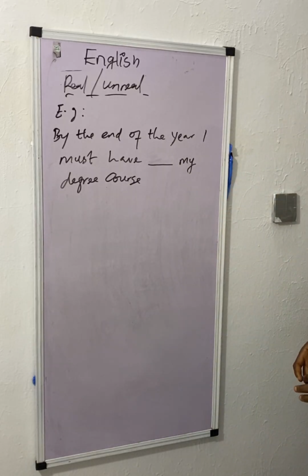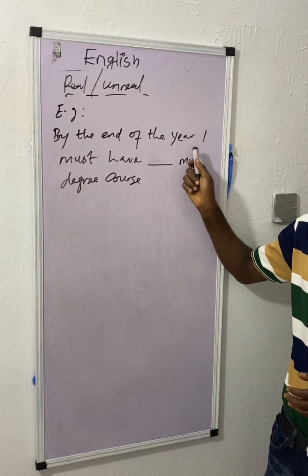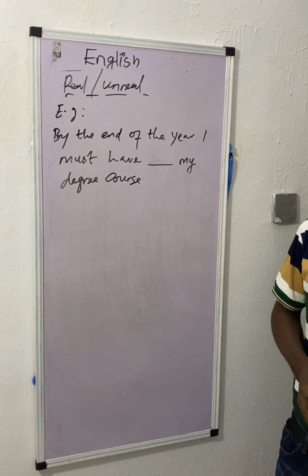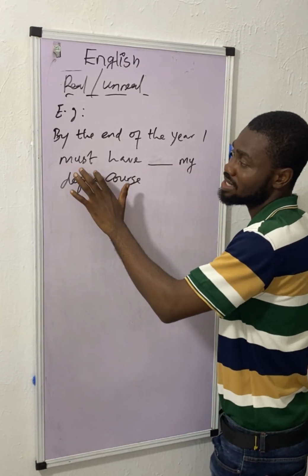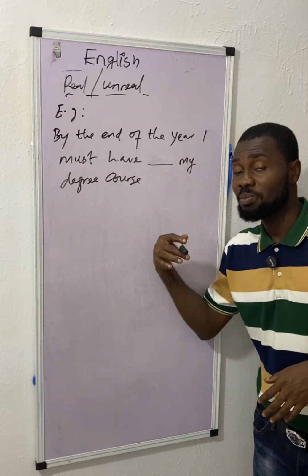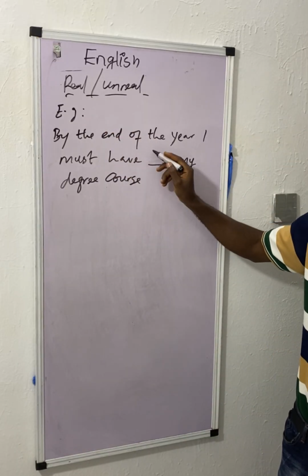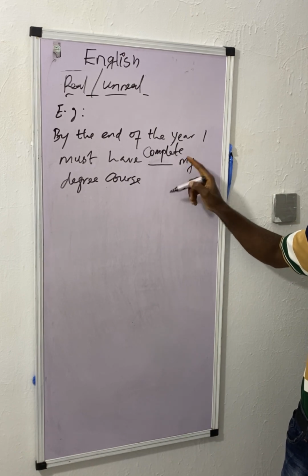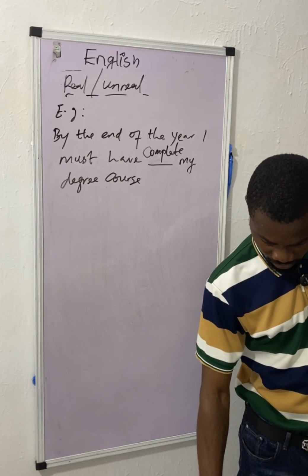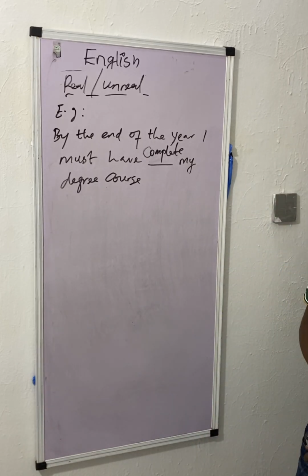So what does this mean? Is this real? Is this likely going to be a reality? By the end of the year, I must have dash my degree course. This is likely going to be a reality because this person is sure. The person is even using "must" here. So are we supposed to use present tense or past tense? Present tense, because it's real. It's likely going to be a reality. So we put "must have complete," not "completed," because it is real.